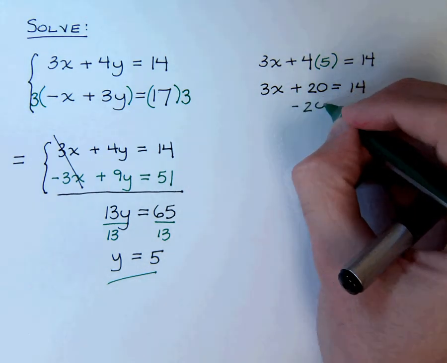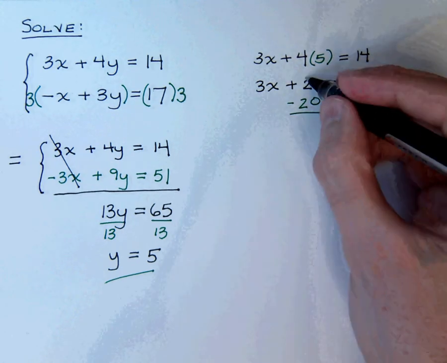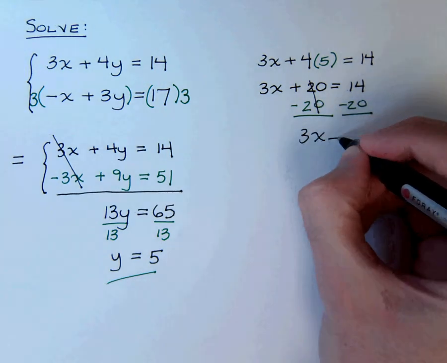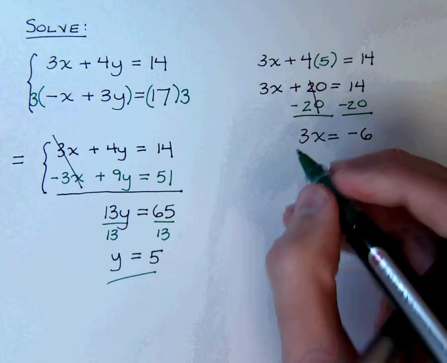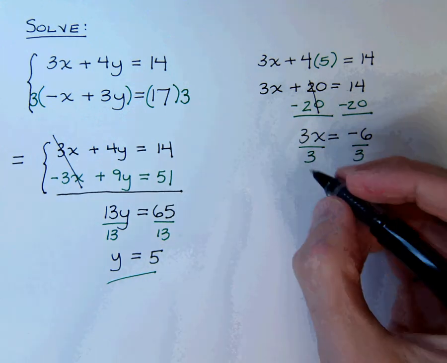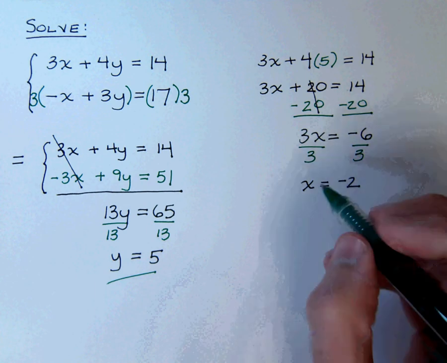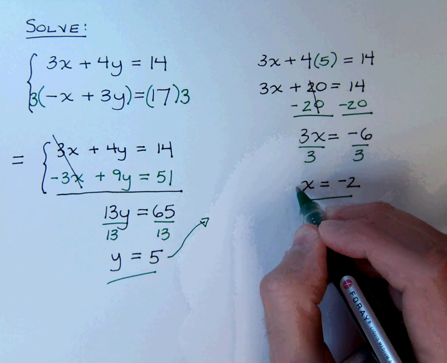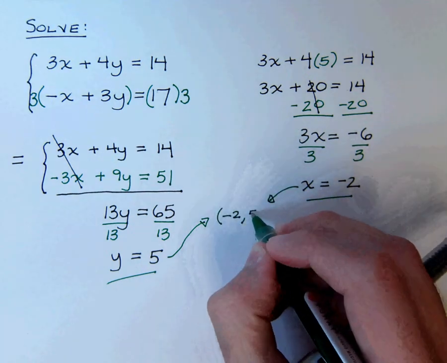Subtract 20 from both sides. That means that 3x is equal to negative 6. Divide both sides by 3. And x is equal to negative 2. Notice that I'm not boxing these. When I put them together, we have the solutions negative 2, positive 5.